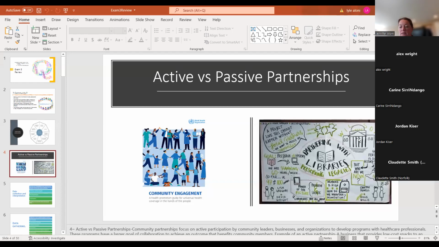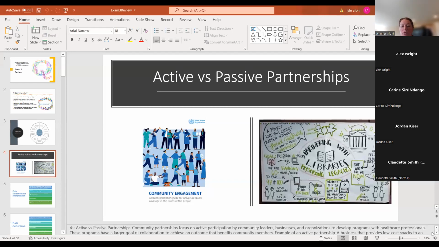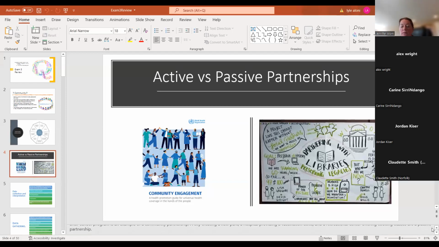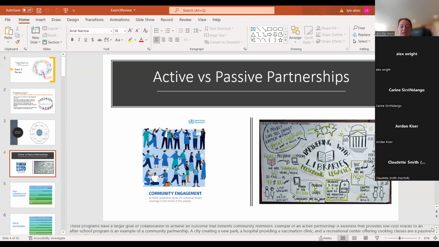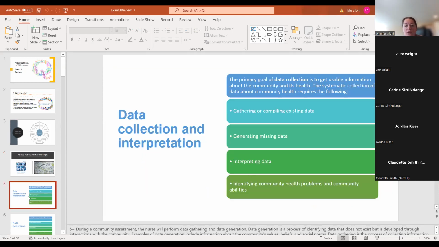Okay, so something like active versus passive community partnership might be a good type of question. So a city creating a new park, a hospital providing a vaccination clinic, and a recreational center doing cooking classes, that's going to be more passive. Whereas an after school program that we're going to have a business involved in, it's going to have much more people involved in the community. So it's going to be a more active function. Does that make sense? Yeah. Good. Yes. Thank you for answering.